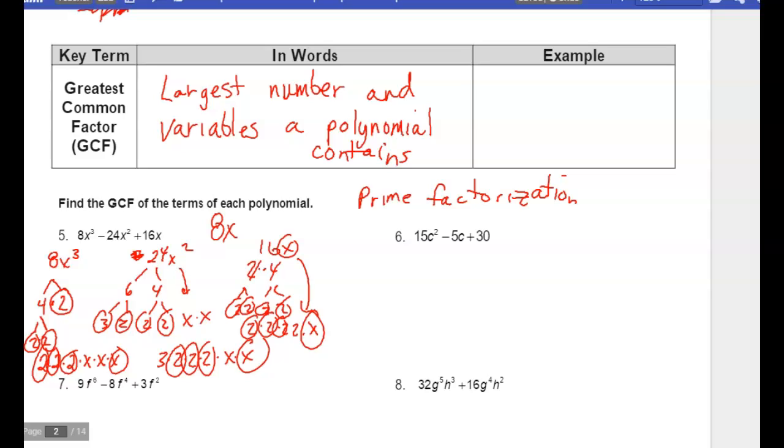So you could do all this garbage here, and hey, if it helps you, great. But here's how I like to do it. I start with the smallest number. So if I'm looking at number 6, I have a 5. Does 5 go into 15? Yes, it does. 5 times 3 is 15. Does 5 go into 30? Yes, it does. 5 times 6 is 30. So what's the biggest thing that these all have in common? Well, they all share the number 5.